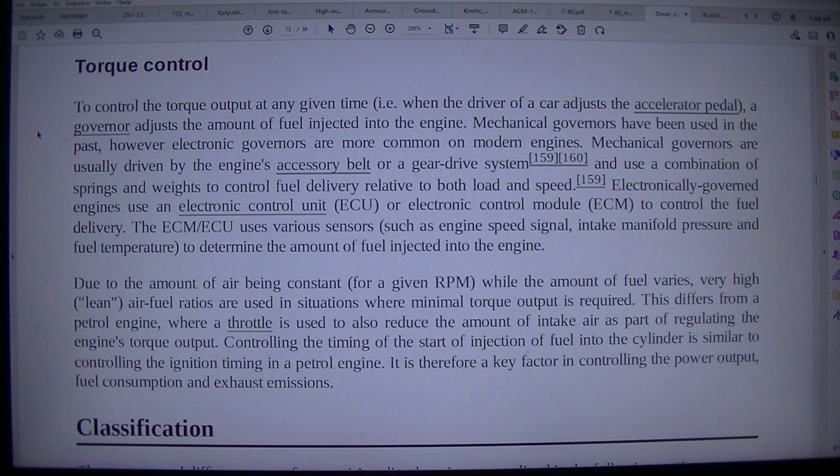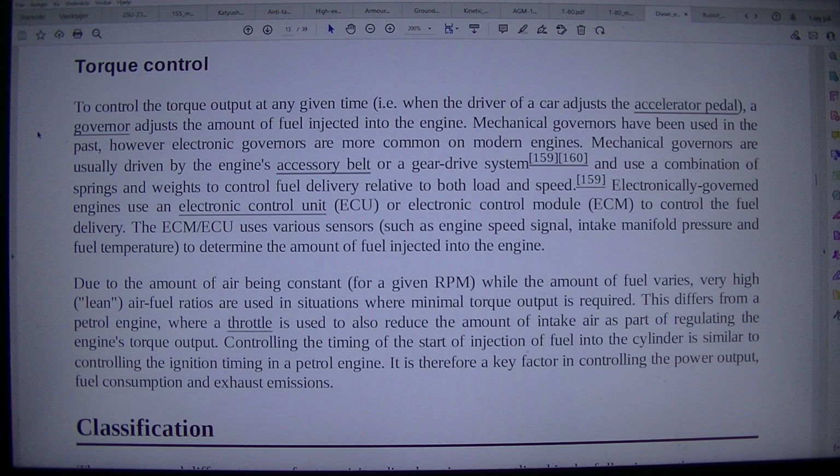Electronically governed engines use an electronic control unit, ECU, or electronic control module, ECM, to control the fuel delivery. The ECM/ECU uses various sensors, such as engine speed signal, intake manifold pressure and fuel temperature, to determine the amount of fuel injected into the engine.